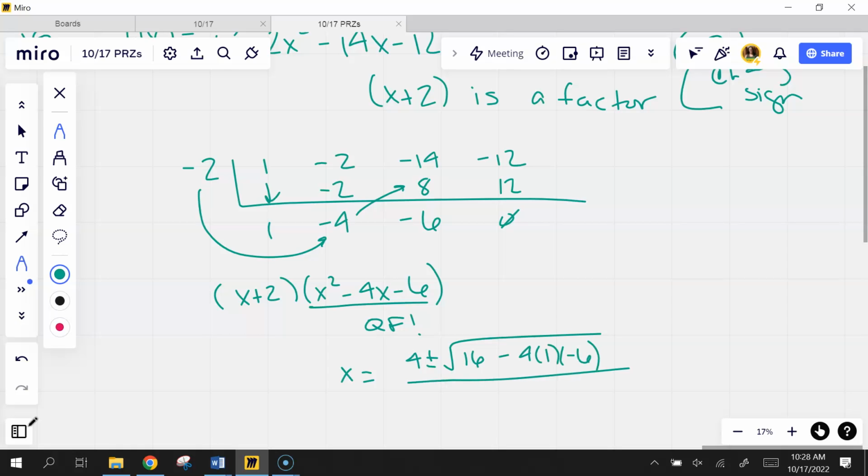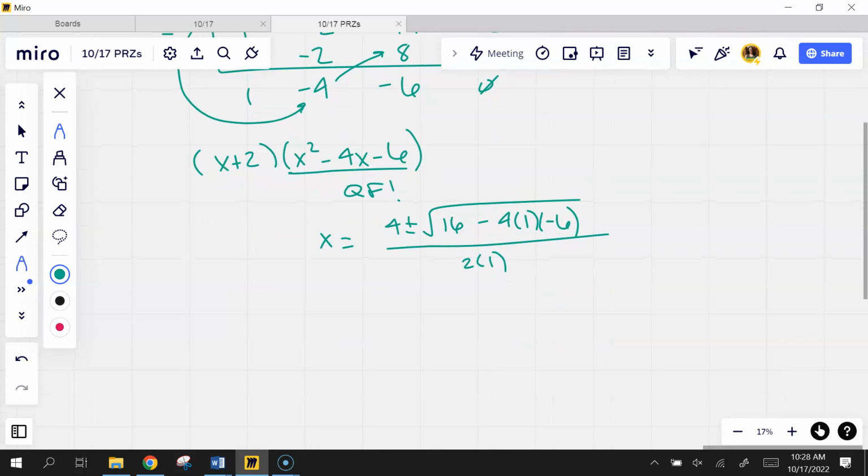It's not imaginary though. Are you sure about that? 16 plus 24 is a positive number. Discriminant is positive. It means 2 real solutions. What's 16 plus 24? Oh wait, never mind. Minus a negative is plus a positive.